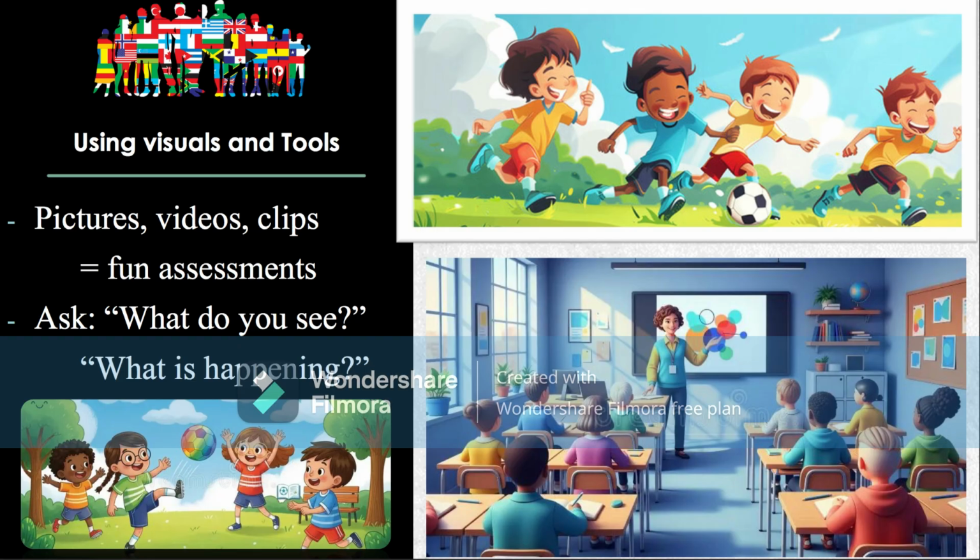For example, if you show a picture of children playing soccer, a student might say, "The children are kicking the ball, they are running on the field." Using visuals also helps students who are beginners or who may struggle with reading. It gives them context and clues about what to say.